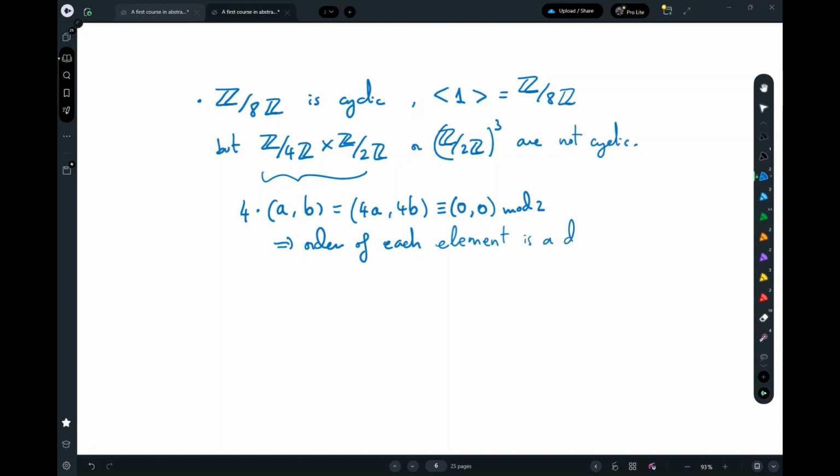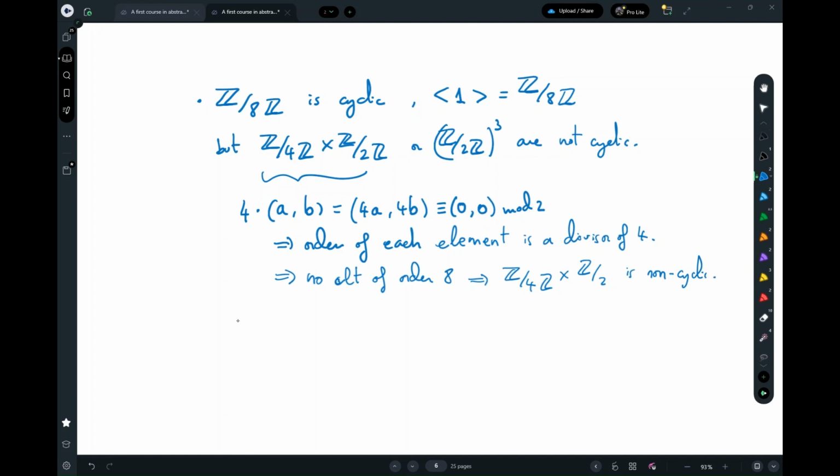Is a divisor of 4. So that in particular says that there is no element of order 8, and therefore Z modulo 4Z cross Z modulo 2 is non-cyclic.